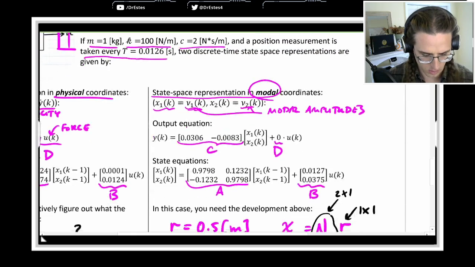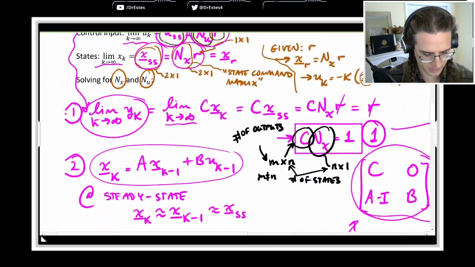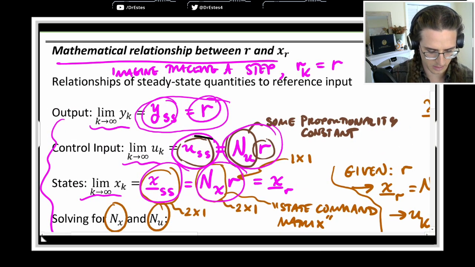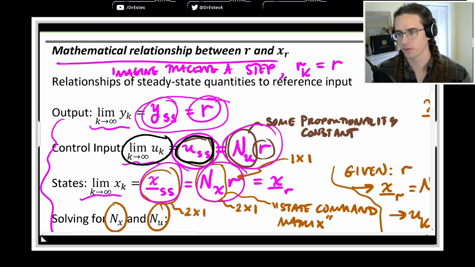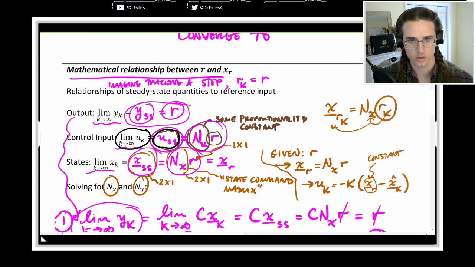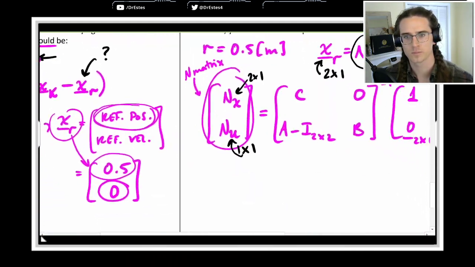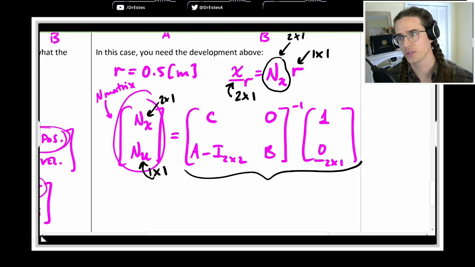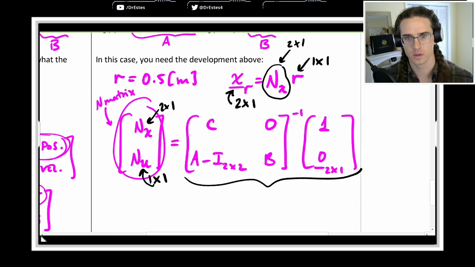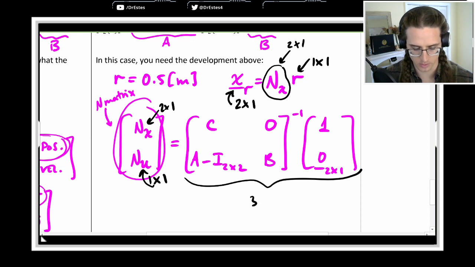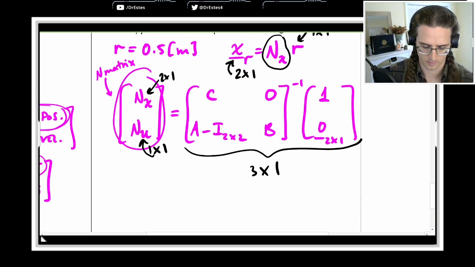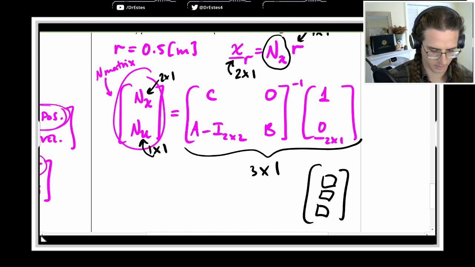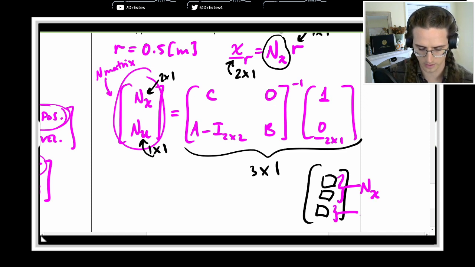Actually, I'll go back to this from yesterday, but the steady state, or USS, the steady state value of the control input, why is NU, wouldn't that be outside the 2 by 1 range? Well, no, because I calculated this matrix product, right? This overall is going to evaluate to a 3 by 1 vector. And I'm saying that the first two entries are going to be NX, and the final entry is going to be NU.